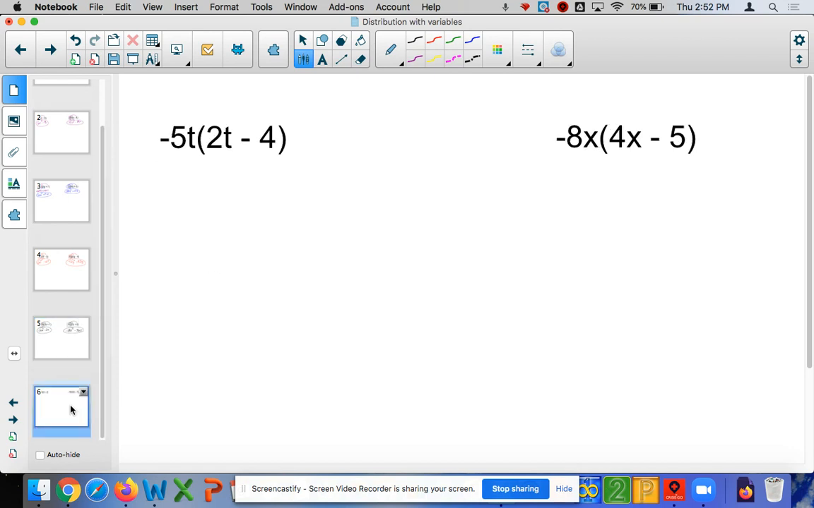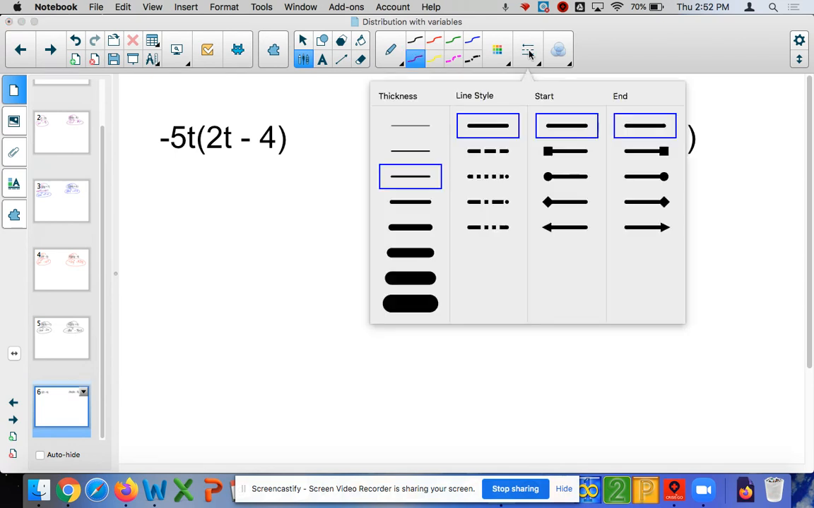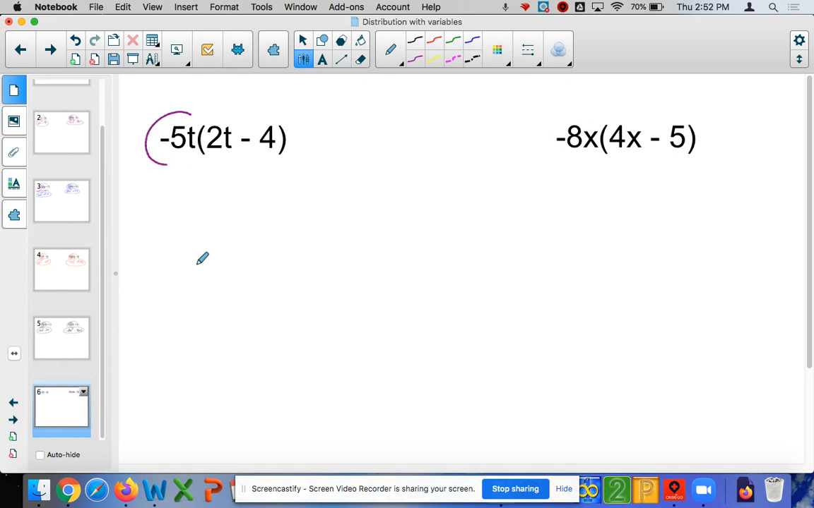Okay, last 2 problems. We're nearly there, guys. Let's finish this up. Again, just distributing. I got negative 5 times a positive 2. That's a negative 10. With that negative 10, how many t's do you have? You've got 2 of them. So t squared.